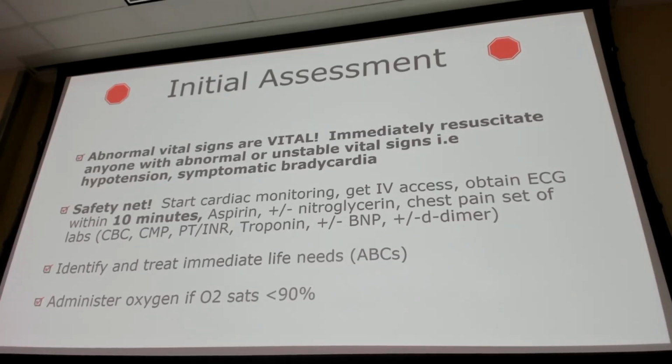So everybody gets the CBC, CMP, coags, and a troponin. If we have a concern for heart failure, we add the BNP, or if the diagnosis is in question, or if we have any suspicion for pulmonary embolism, we'll get a D-dimer. And anything 90 or below, we usually give them oxygen as well.